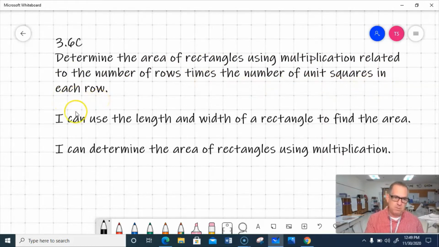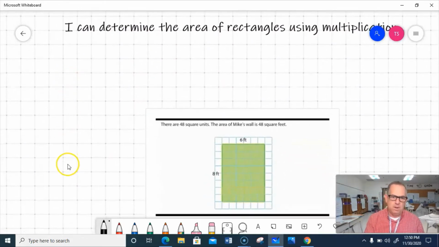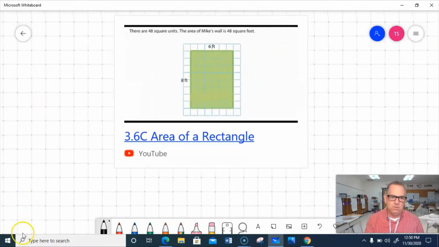And what we want to be able to do by the end of the lesson is I can use the length and width of a rectangle to find the area, and I can determine the area of a rectangle using multiplication. So got a video about area, so let's get ready and watch the video.